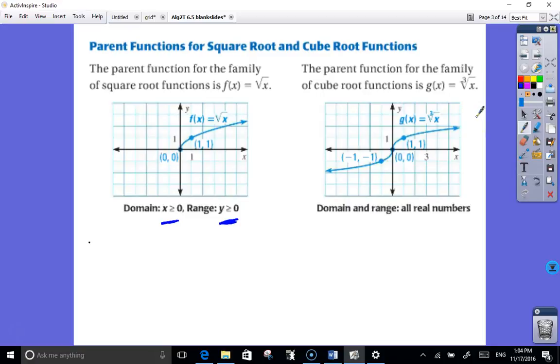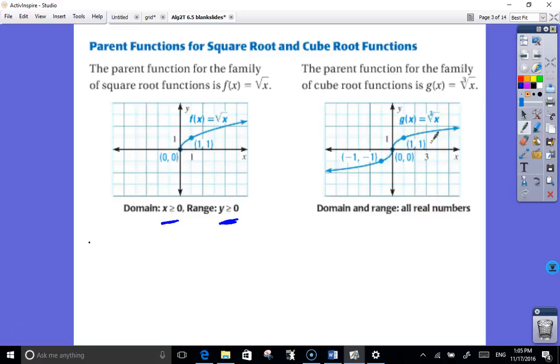It's just going up slow, right? Because the y values will always be the cube root of the x value. So it's going to be much, much less. But it does have a domain and range of all real numbers. And there's no way that'll ever change. For a cube root function, it's always all real numbers.